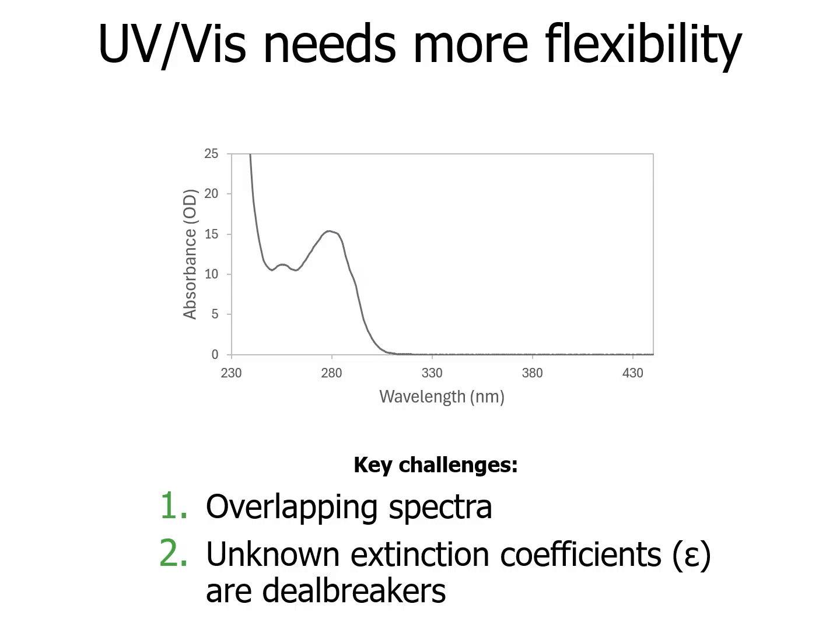So that overlapping spectra is a challenge because it's difficult to assign which part comes from which component of your ADC and how much comes from each component of your ADC. That means that when you don't know your extinction coefficients, which I'll represent with epsilon on these slides, characterizing this molecule by UV-Vis can be impossible. So unknown extinction coefficients are total deal breakers when it comes to UV-Vis characterization.